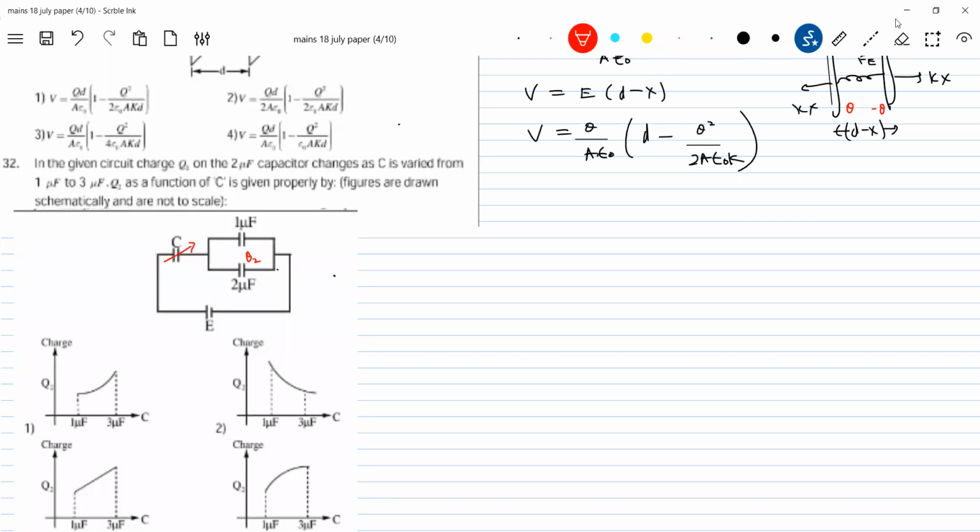For 1 microfarad, don't try to write any equation. For 1 microfarad capacitance, calculate the charge. For 3 microfarad for this capacitor, calculate the charge Q2. Then compare the graph. How to do that? It's a series parallel. So when it is 1 microfarad, we'll calculate the charge here. When C is equal to 1 microfarad, this is 3, this is 2 plus 1, they are in parallel. 3, and that is in series with 1. So 3 by 4.